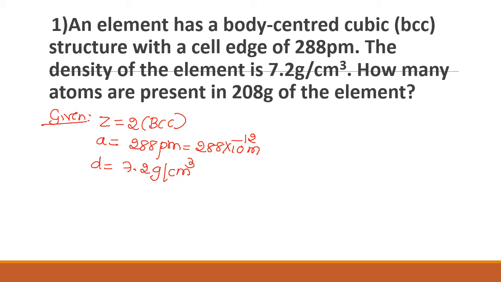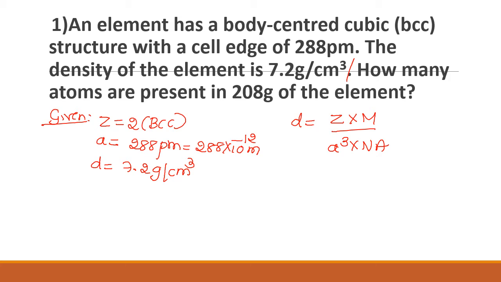And how many atoms are present, we shall see that later. So Z is given, edge length is given, and density is also given. The formula we have for density is d equal to Z into M divided by a cube into NA, isn't it? Here you can see density is there, Z is there, a value is known, and Avogadro's constant is also known to you. And the unknown term is the molar mass. So let us find out the molar mass first.